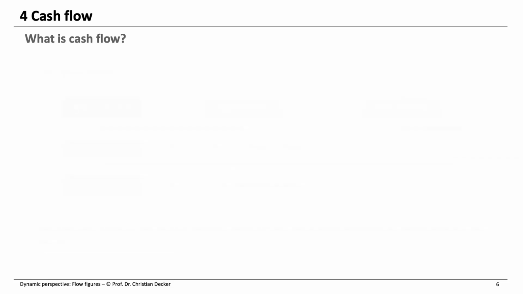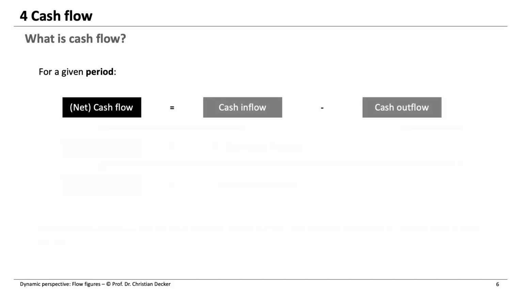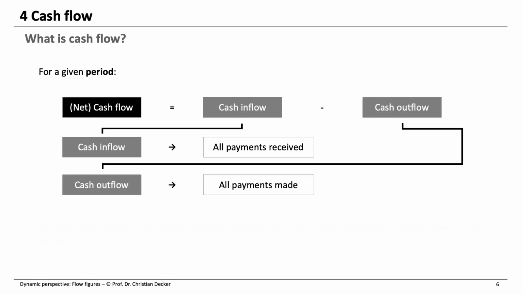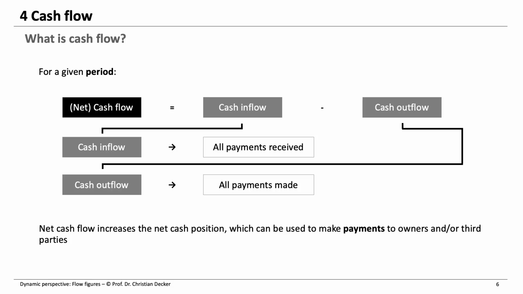The second flow figure to be examined is cash flow. What is cash flow? For a given period, cash flow, or rather net cash flow, is equal to cash inflow minus cash outflow. Cash inflow simply refers to all payments received. Cash outflow simply refers to all payments made. Net cash flow increases the net cash position, which can be used to make payments to owners and/or third parties.